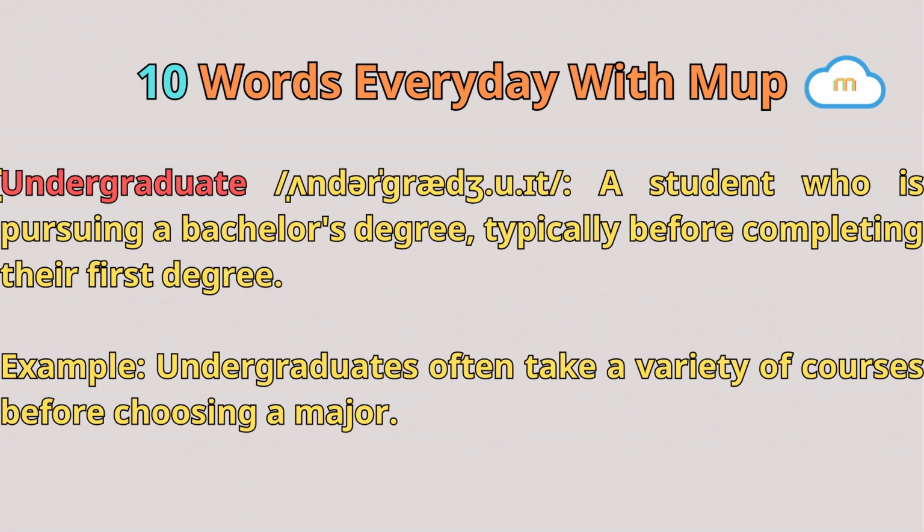Undergraduate. Definition: a student who is pursuing a bachelor's degree, typically before completing their first degree. Example: undergraduates often take a variety of courses before choosing a major.